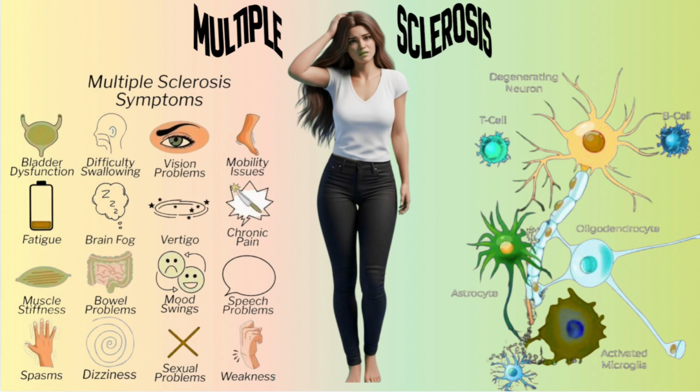The second type is primary progressive MS, PPMS, where disability steadily worsens from the very beginning without clear relapses or remissions. The progression is slow but continuous. The third type is secondary progressive MS, SPMS. It begins like RRMS, with relapses and remissions, but eventually transitions into a progressive phase where disability worsens steadily even between attacks. Finally, the rarest form is progressive relapsing MS, PRMS. It combines steady progression from the start with superimposed acute relapses, making the decline faster and more severe.